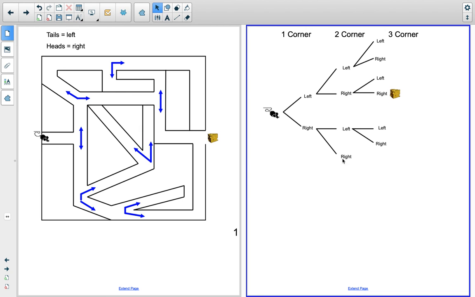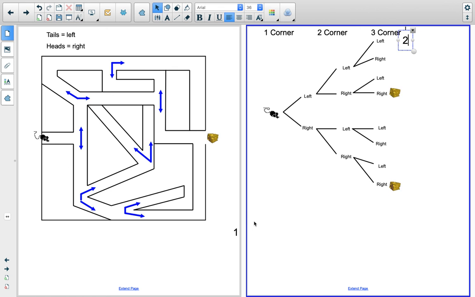So if he goes right, right, left, he gets nothing. But right, right, right, he gets the cheese again. So you can see this probability tree has shown us that he has two opportunities, two chances to get the cheese.